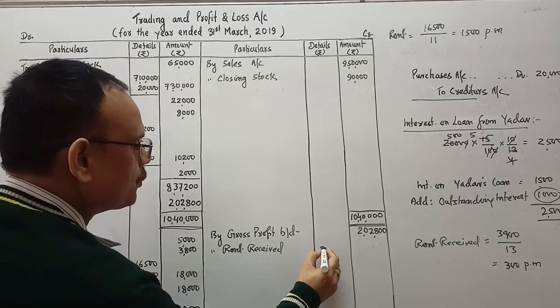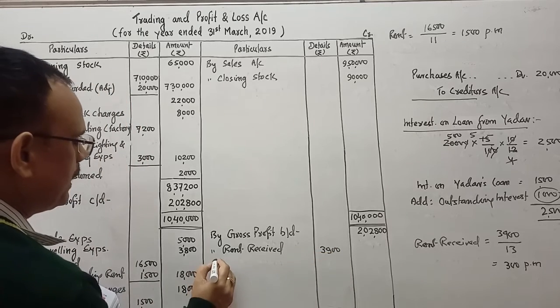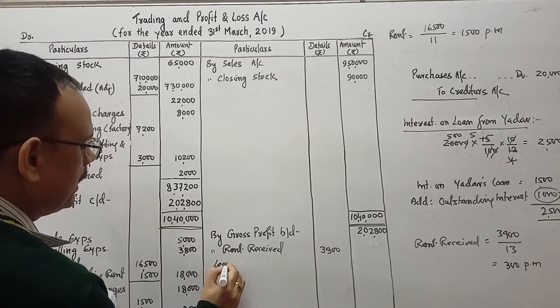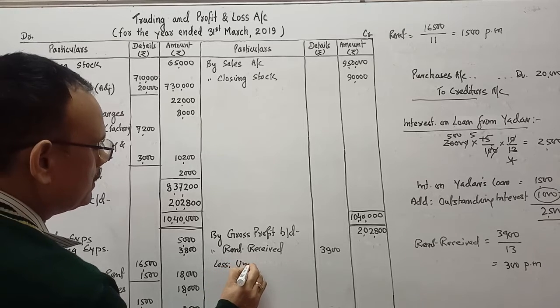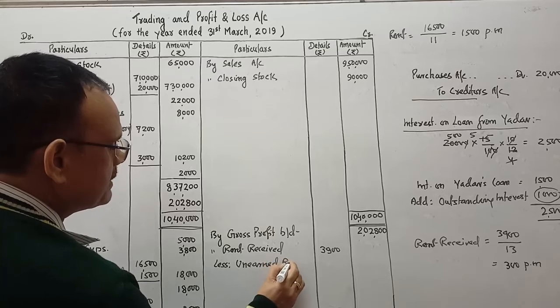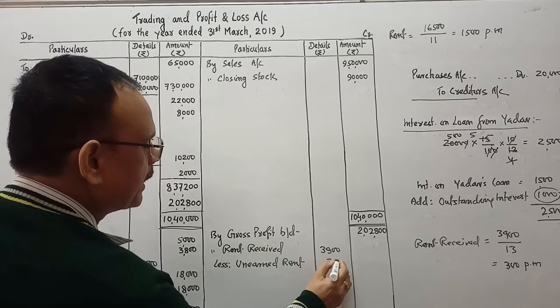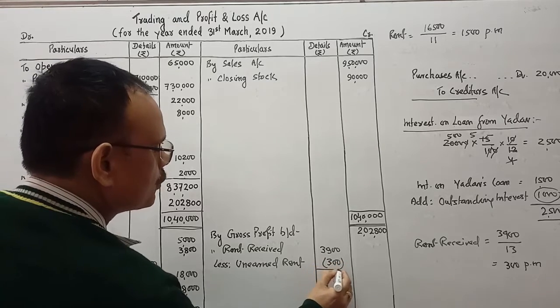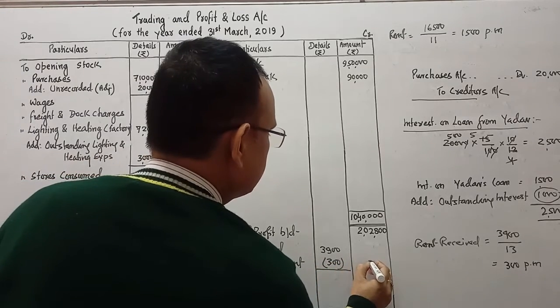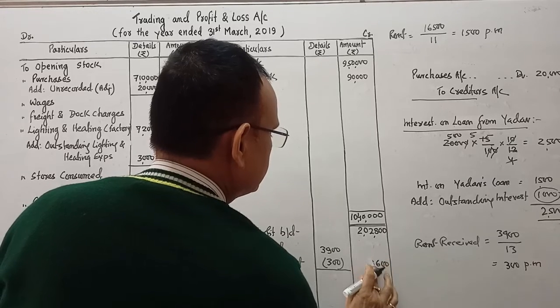So what you do, you write the 3,900 rent of 13 months and less unearned rent, which means rent received in advance, 300. You deduct it from this amount. So your rent is 3,600.